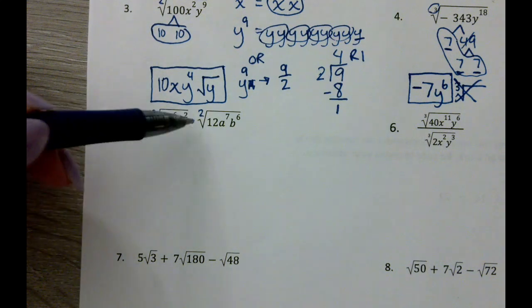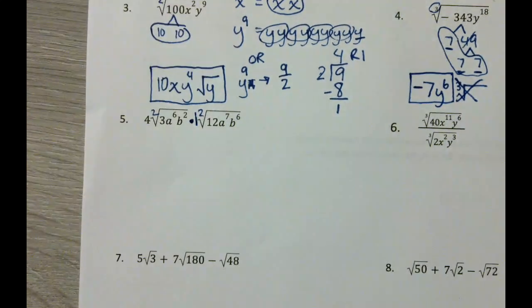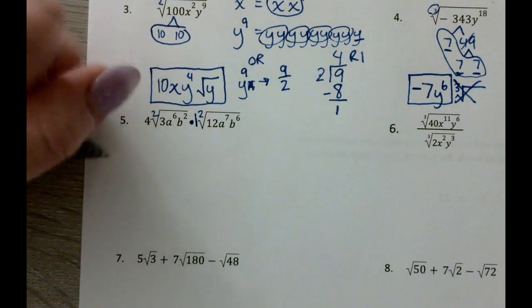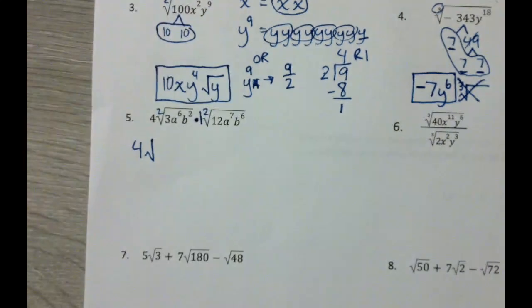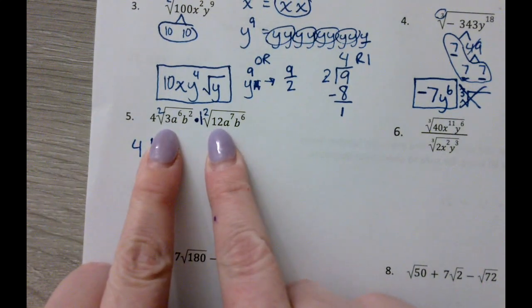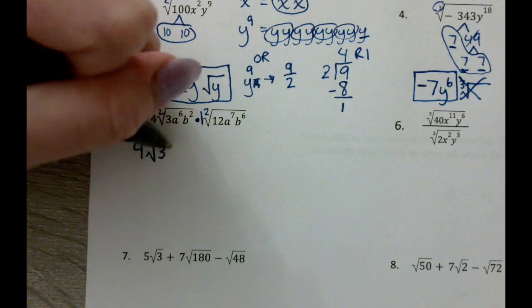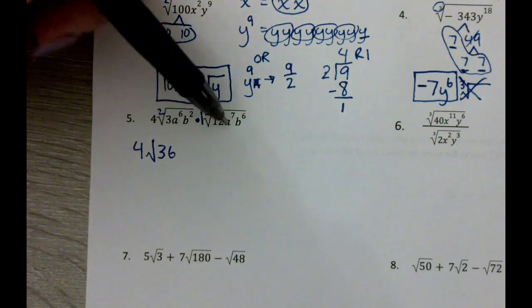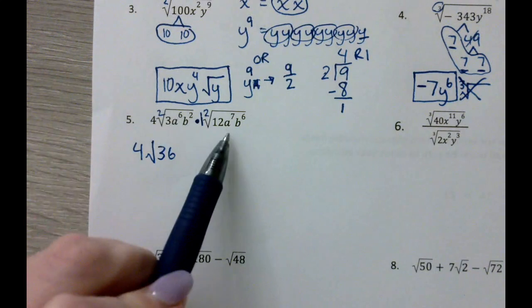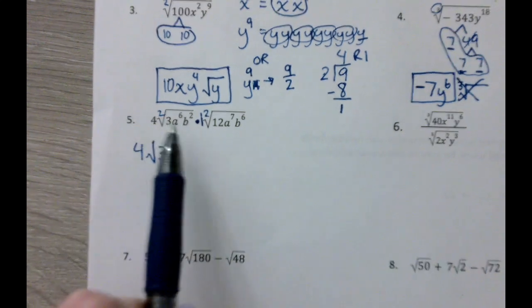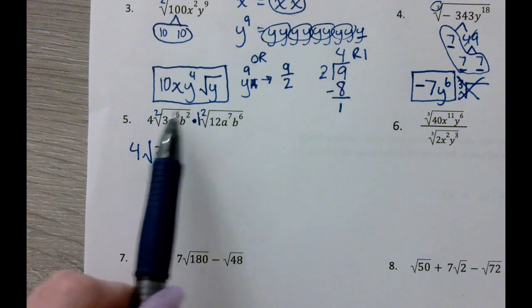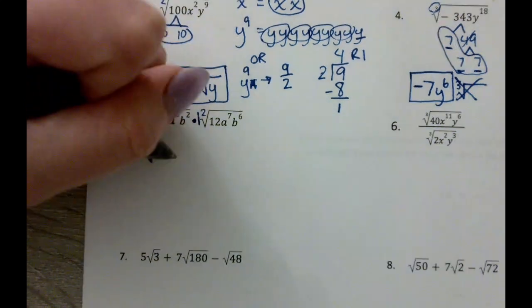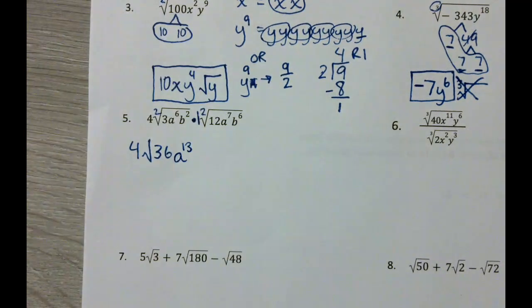4 in front, we've got nothing in front. It's a 1 if you want to get technical. So we're just going to have 4 there. Radical, and we're going to put all this together. So multiply the like things. Those 3 and 12, multiply those, you get 36. A's, you can multiply. A to the 6th times a to the 7th. Remember, when you multiply the bases, you add the exponents. So this is not 6 times 7, this is 6 plus 7. That's a to the 13th.